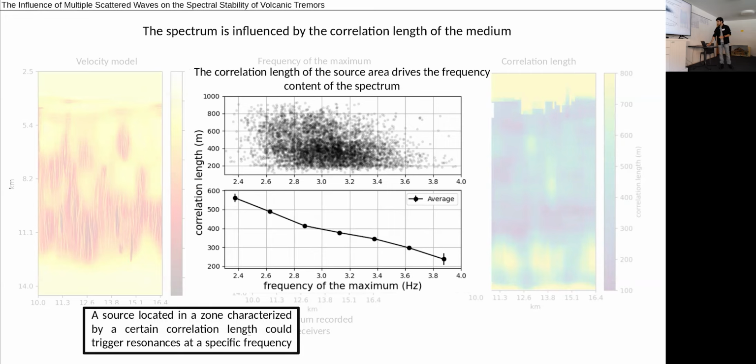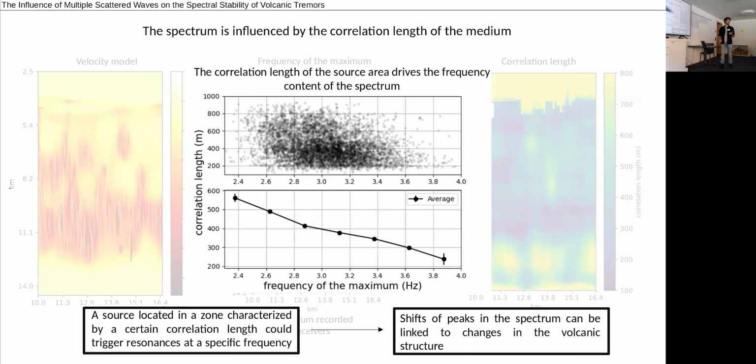And this means also that, for example, volcanic environments are dynamic. So it means that, for example, because of fluid migration, they can change the source area. It means that we can also monitor the changes in the spectral components, and we could get some information about the health, let's say, of the source area in terms of fractures.